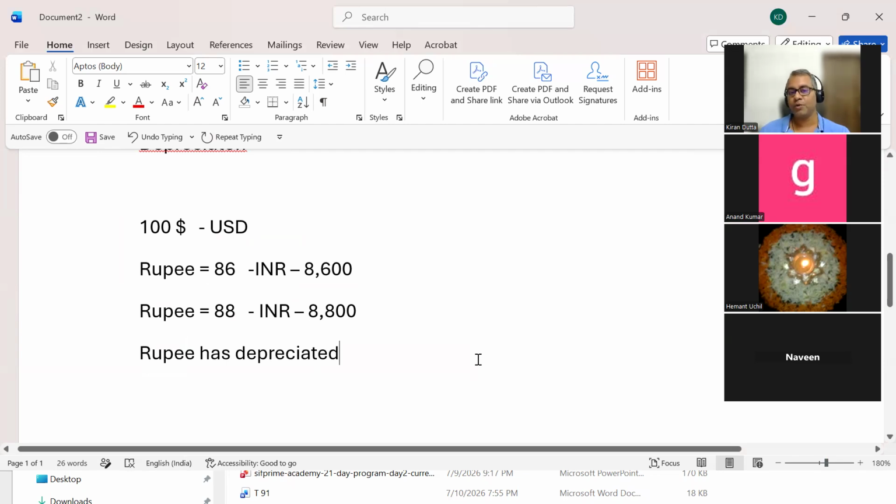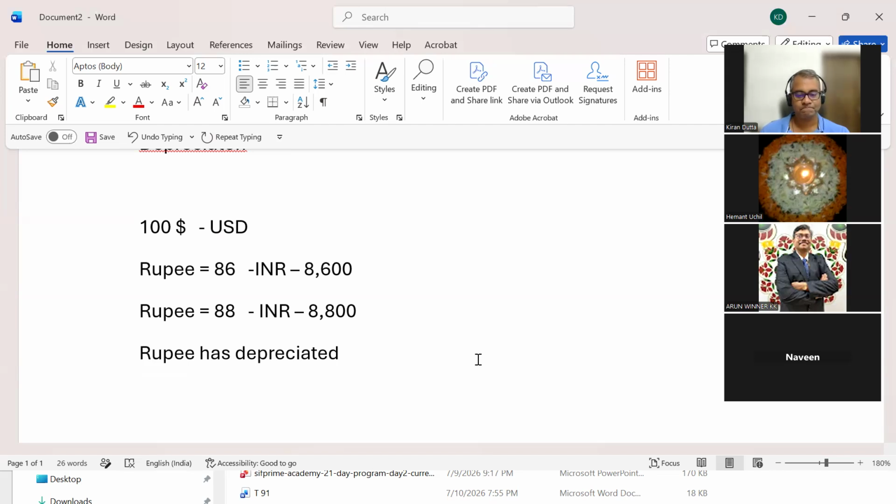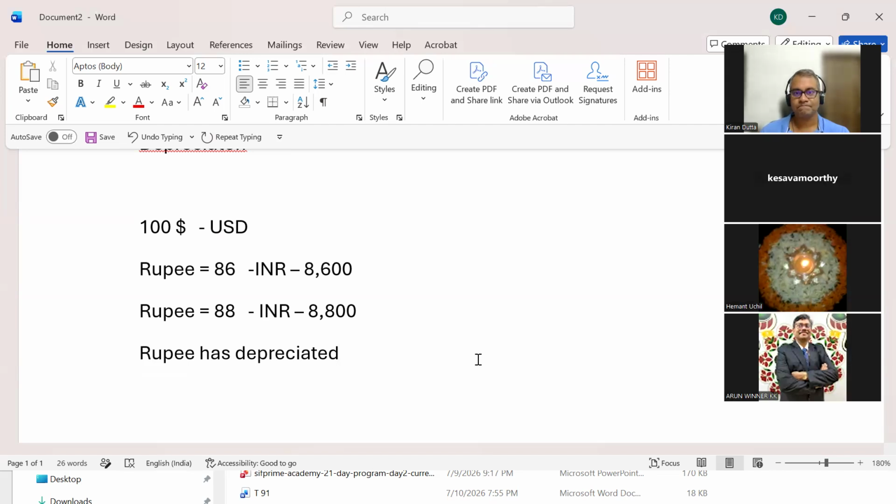This is one way to look into that. The other way to look into that is, previously it required 8,600, right now 8,800, so more is required, that's why it is depreciated. That is correct. That's a very good explanation there, right? So, for example, okay, I'm repeating that.